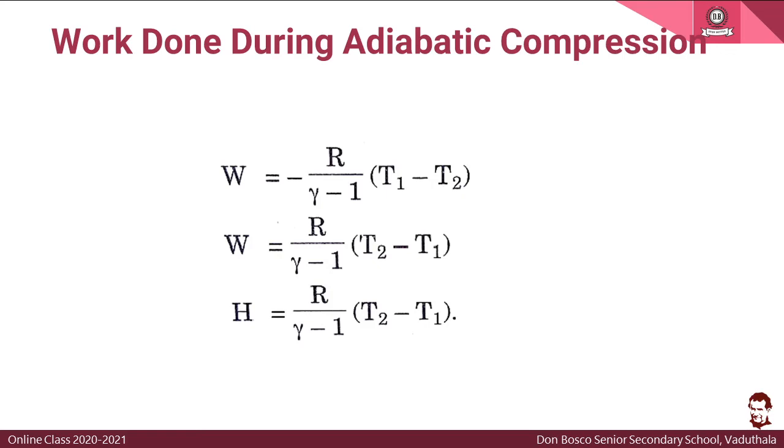While converting into heat, it can be R divided by J, but since R as well as J are constants, altogether we can say the constant R itself by gamma minus 1 into T1 minus T2, or T2 minus T1 as it is there. Okay. J is there, but that J is considered along with R. The value will be R by J then. Okay, the magnitude will be that then. So this is about work done during adiabatic compression.